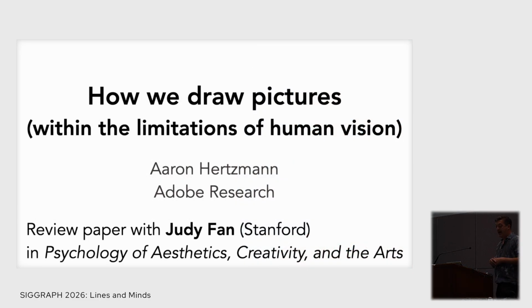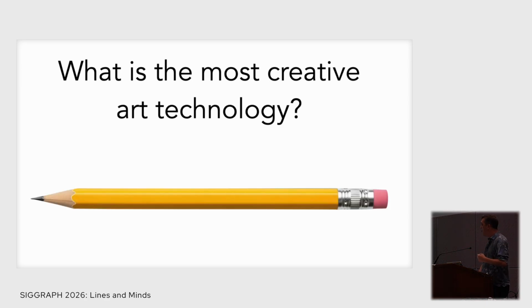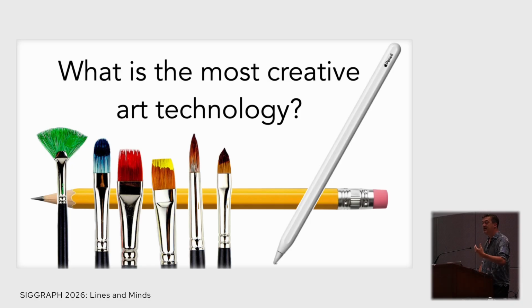So I'm going to talk about how we draw pictures. This is work that is based on a paper that Judy and I wrote. It's recently been accepted to a psychology journal. So this is a talk mainly about psychology and vision and how they influence drawing processes. And I'll start with a question. What do you think is the most creative art technology? It's a subjective question, there's no right or wrong answer, but my answer for me is a pencil, or brushes, or styluses in general.